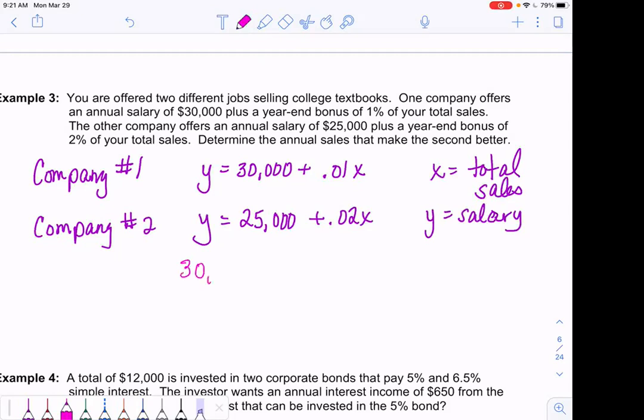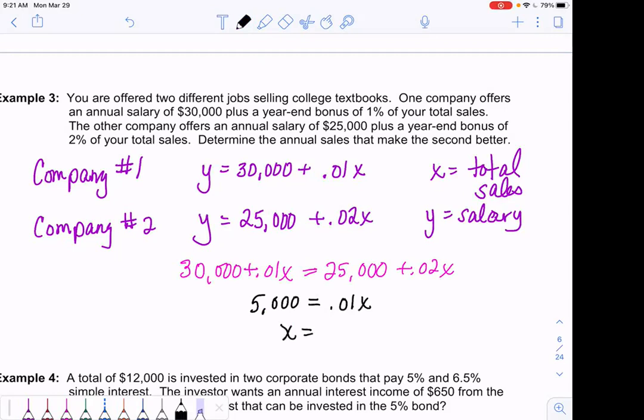Yeah, set both of them equal to each other, and you can solve for x. So we would end up having 5,000 is equal to 0.01x. And then if I take 5,000 divided by 0.01, how much do we have to sell?